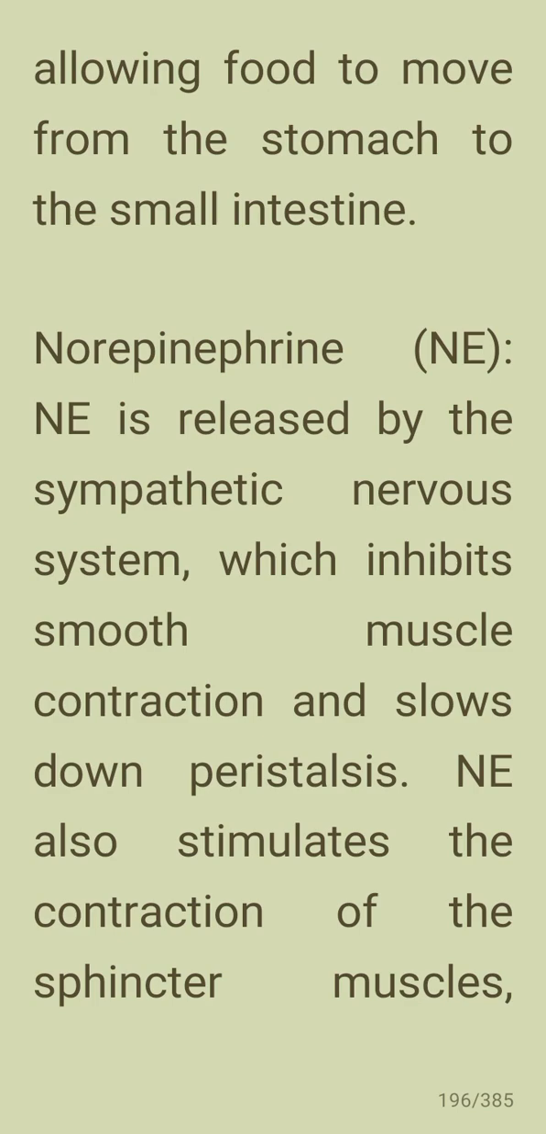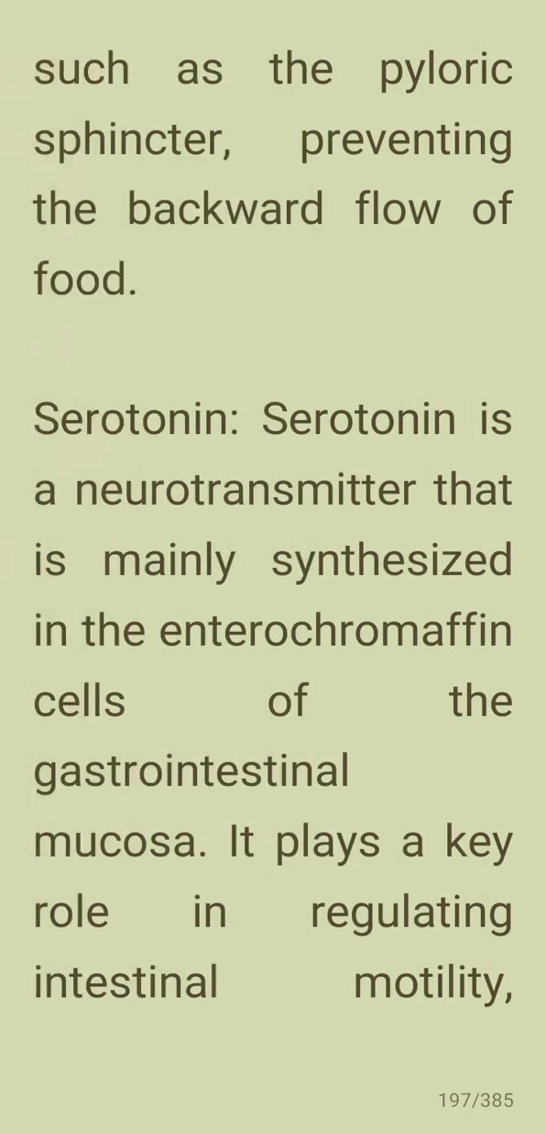Then norepinephrine is released by the sympathetic nervous system, which inhibits smooth muscle contractions and slows down peristalsis. It also stimulates the contractions of sphincter muscles, such as the pyloric sphincter, preventing the backward flow of food.